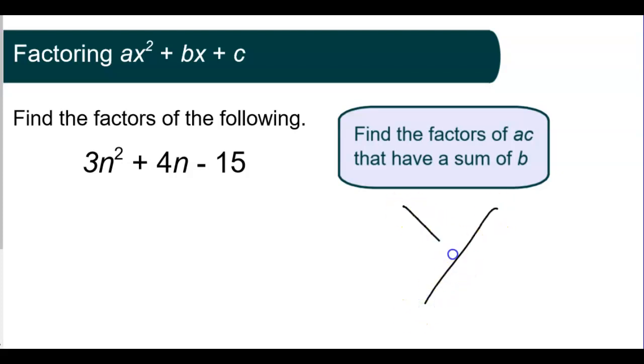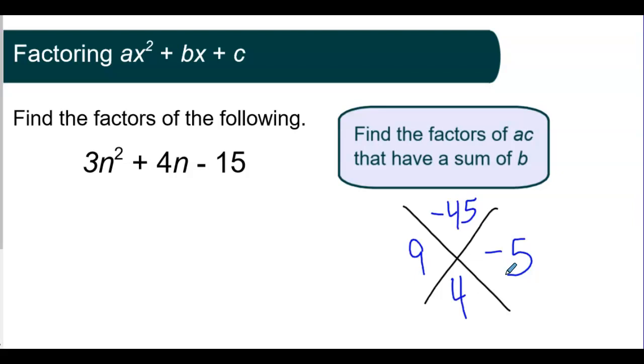What are the factors of AC that have a sum of B? Well, in my example here, 3 times negative 15, that's my AC. That's negative 45. And 4 is my B coefficient. So what are the factors of negative 45 that have a sum of 4? Well, if I take 9 times negative 5, I get negative 45. And when I add those two, I get positive 4.